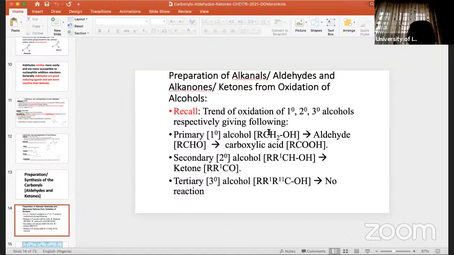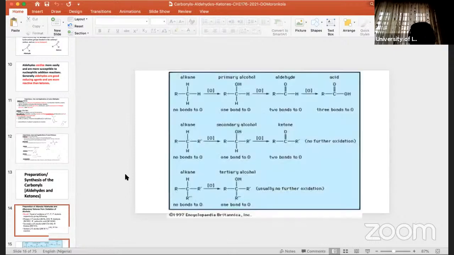Recall that the carbon carrying the functional group OH has 2 extra hydrogens bonded to that carbon in a primary alcohol. Whereas for a secondary alcohol, recall that the carbon carrying the OH functional group is bonded to just 1 hydrogen, while the carbon carrying the hydroxyl functional group for a tertiary alcohol is not bonded at all to any hydrogen. So that's the major difference between these alcohols.